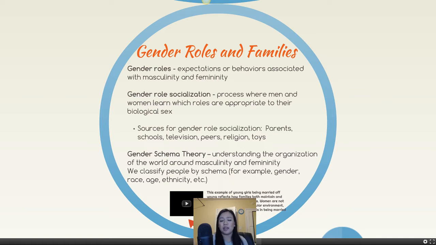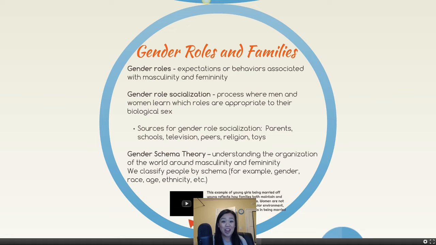It's very important, even though these rules are arbitrary, they still play a huge function in how families see one another and treat one another. Where do we get these ideas? Like I said, these are norms. These gender norms are set by society. But we get them from parents, schools, television, peers, religion, toys.